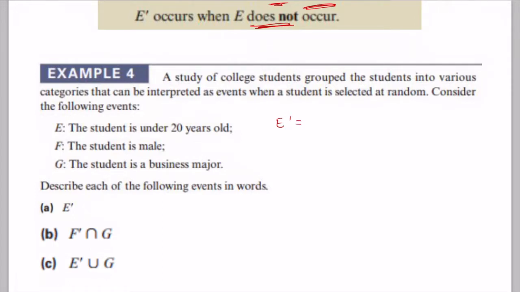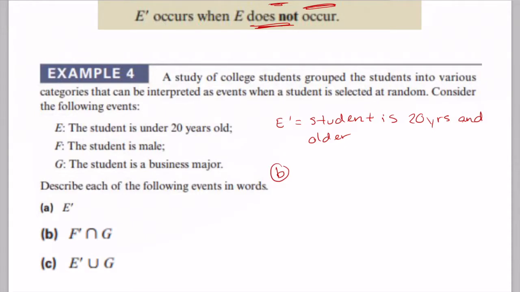Well, let's first of all read the instruction. A study of college students grouped the students into various categories that can be interpreted as events when a student is selected at random. Consider the following events. E: the student is under 20 years old. So the complement: the student is 20 years old and older. That would be the complement.